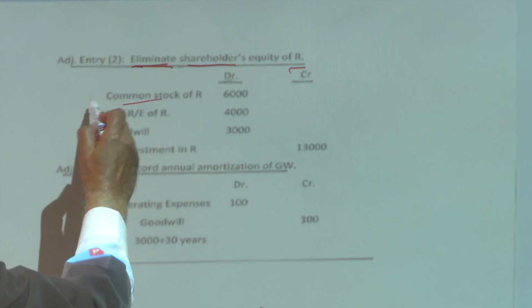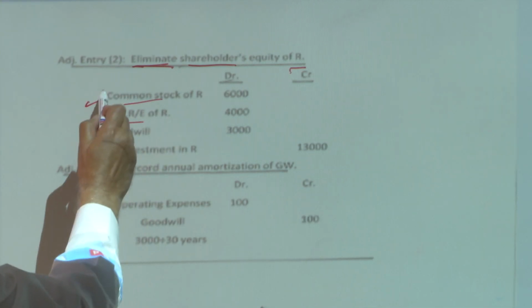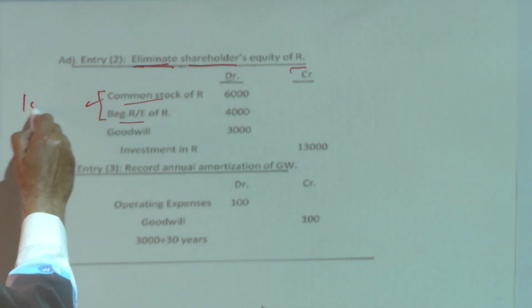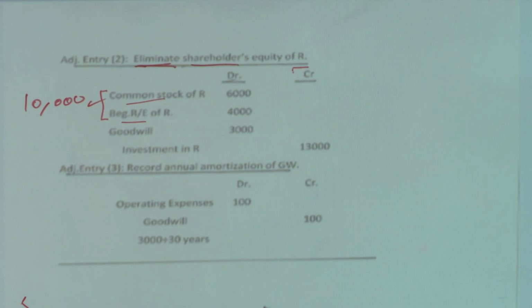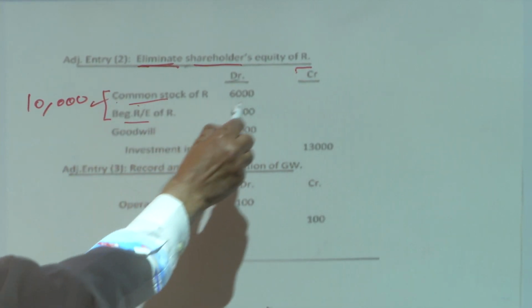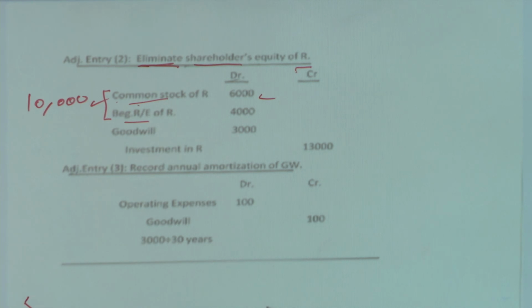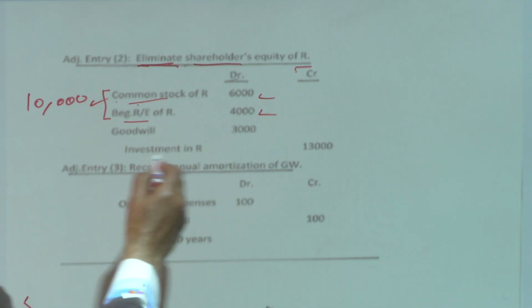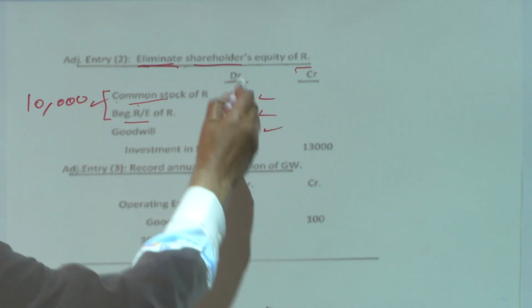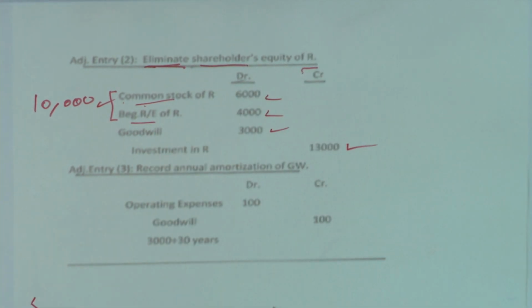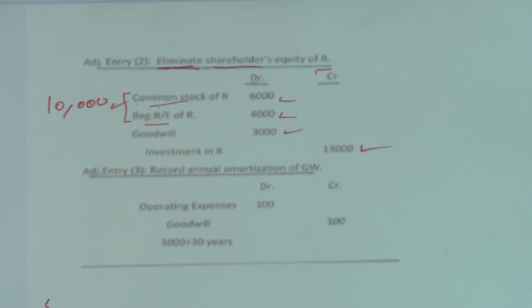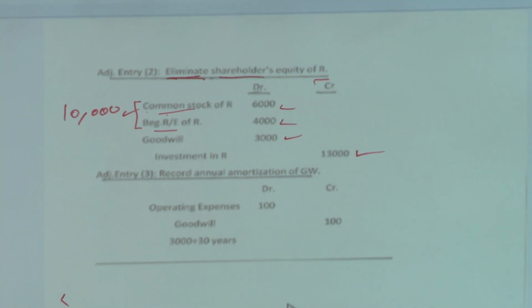We have 2 items. Remember at the beginning I told you common stock of R 6,000, retained earnings of R 4,000. If you remember 6 and 4, it gave me 10,000. Remember this 10,000 from the beginning? And we have a goodwill. That means you're going to debit all of this. Debit common stock of R 6,000. Debit beginning retained earnings of R 4,000. And debit goodwill 3,000. If you take all of this, 3, 6, 10, 13, that's against investment in R. That's always like this. Example 4, example 5, you're going to see all of this. Okay?